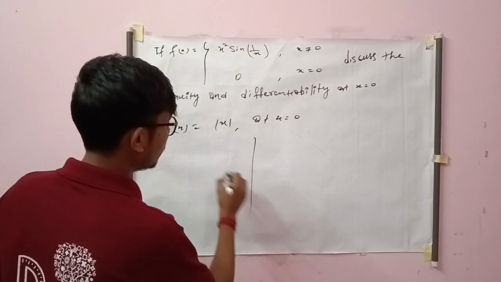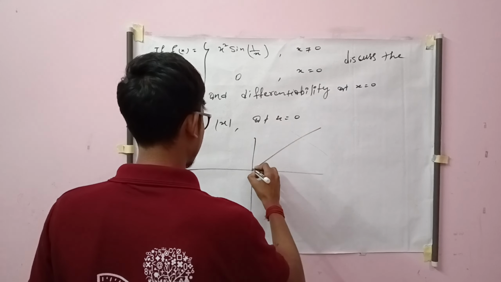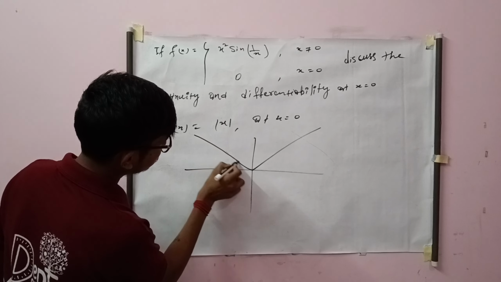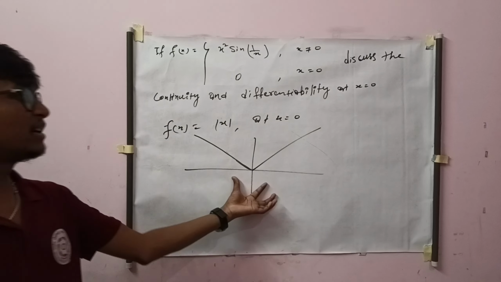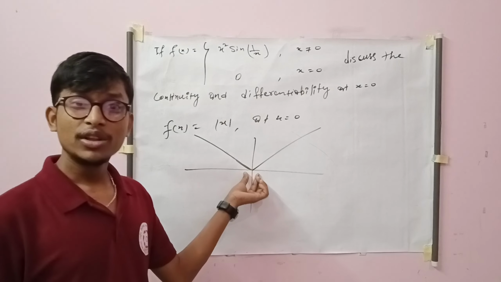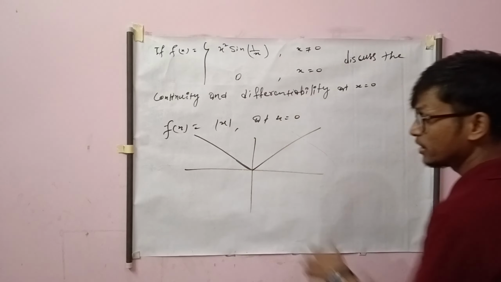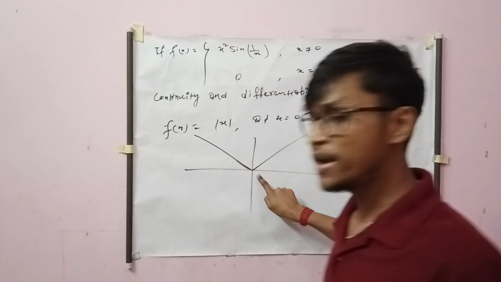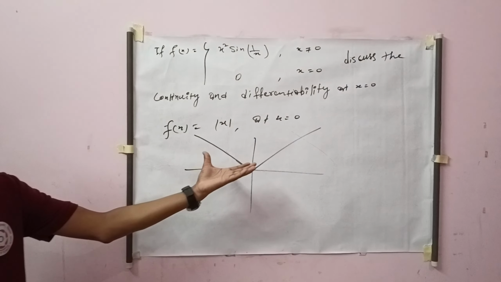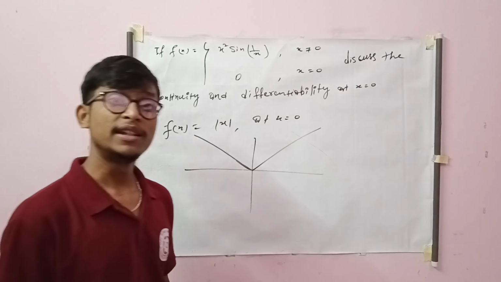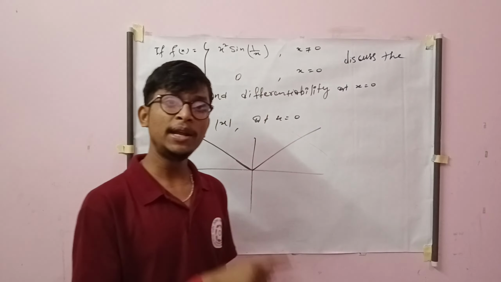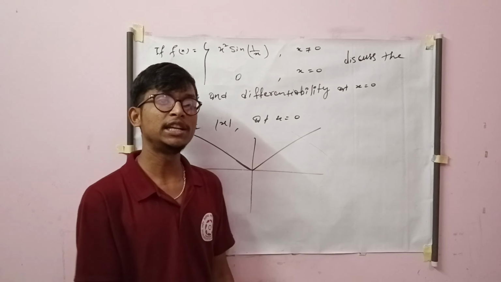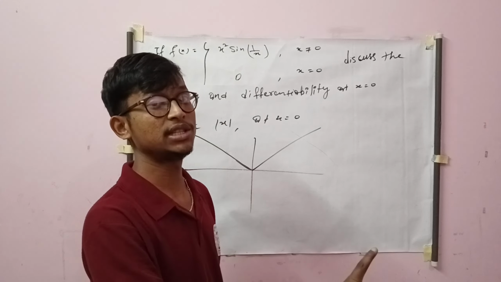Since we can see the graph of mod x, the graph looks like this. At 0, the shape of the graph is a V shape. It means that the function is not differentiable at x equal to 0. That's why I am saying that every differentiable function is continuous, but every continuous function need not be differentiable.